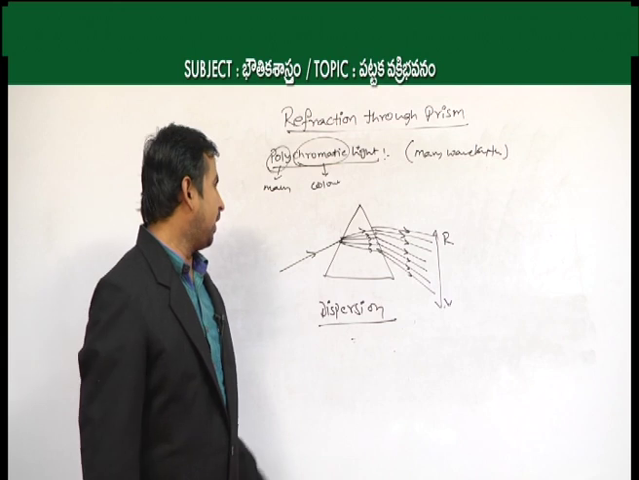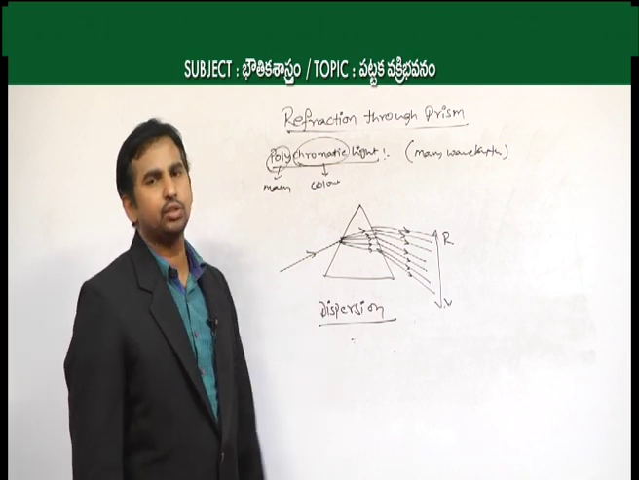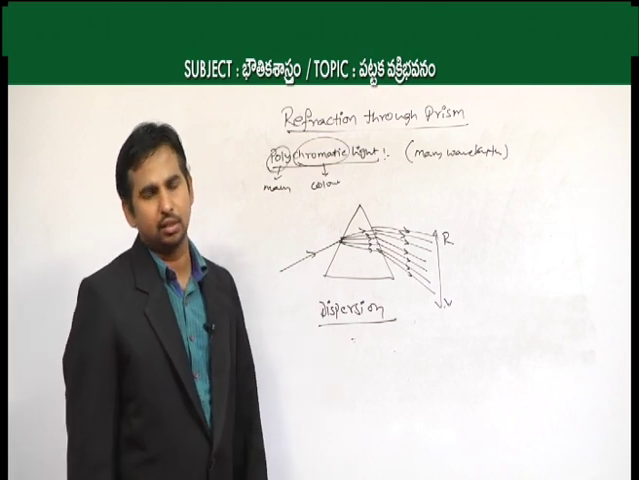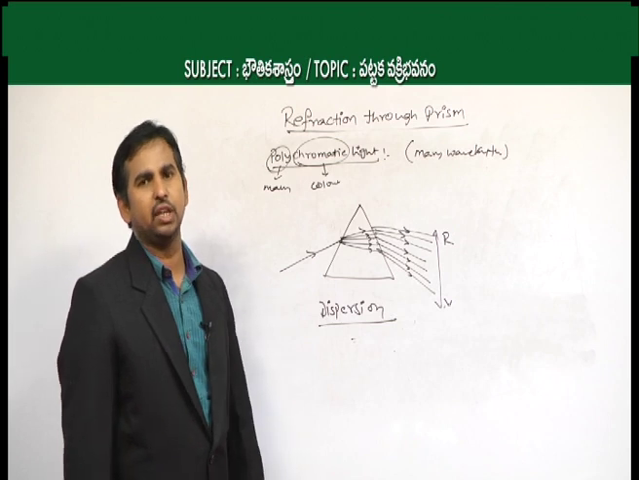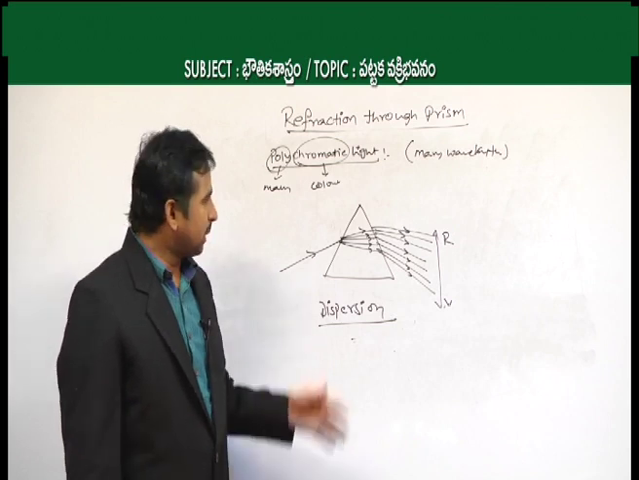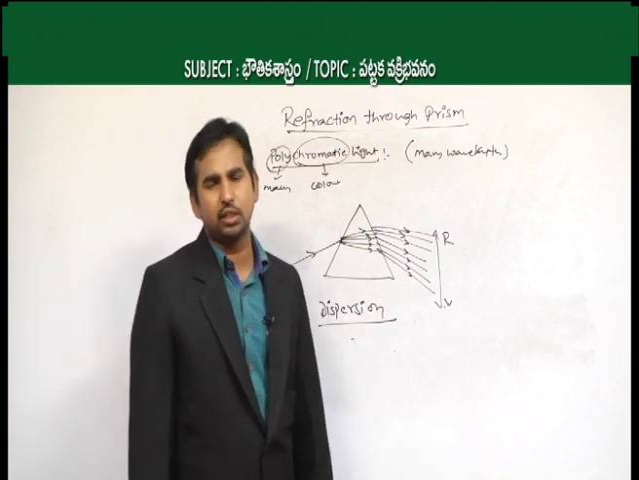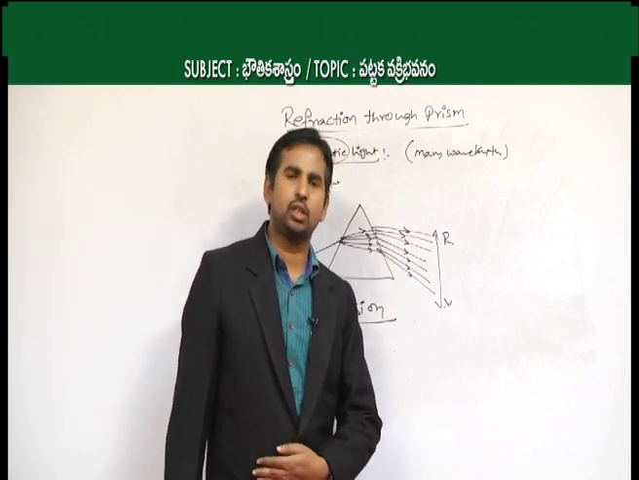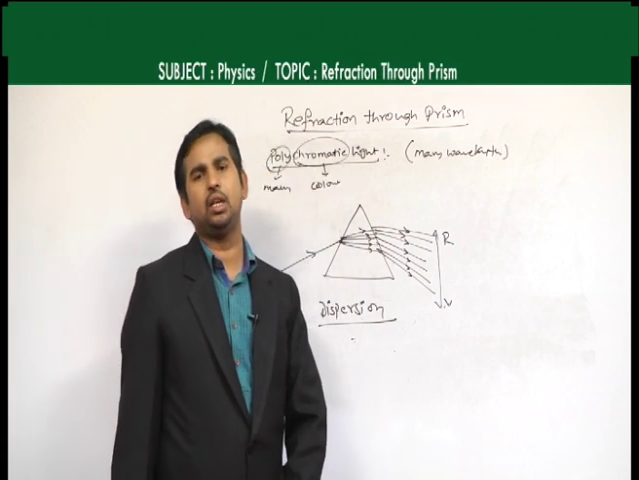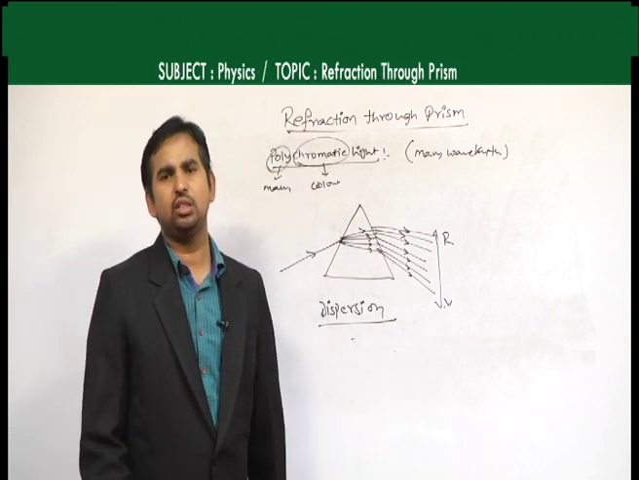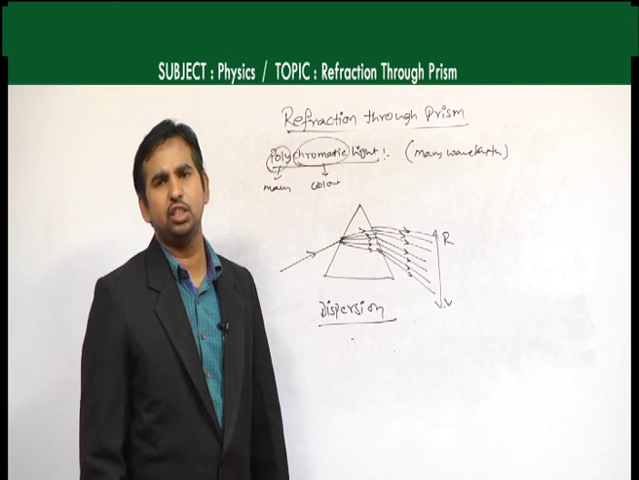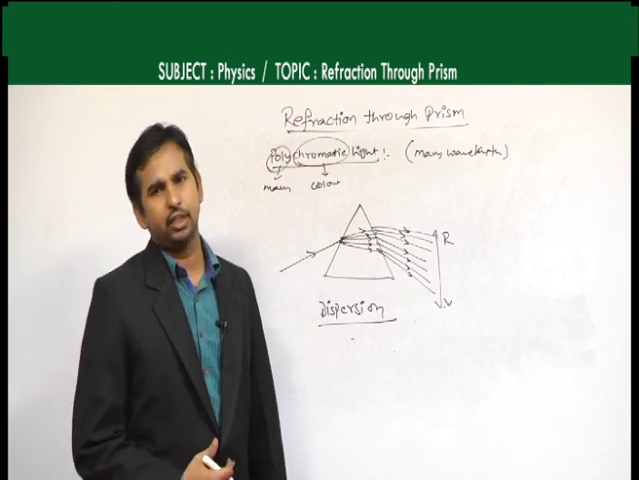Actually here, when you are taking this white light, which is a combination of 7 different colors, each color has a different wavelength. But once they enter the glass medium, due to refraction, as refraction is nothing but when the light ray goes from one medium to another medium, there is a change in the wavelength and a change in the velocity of the light.